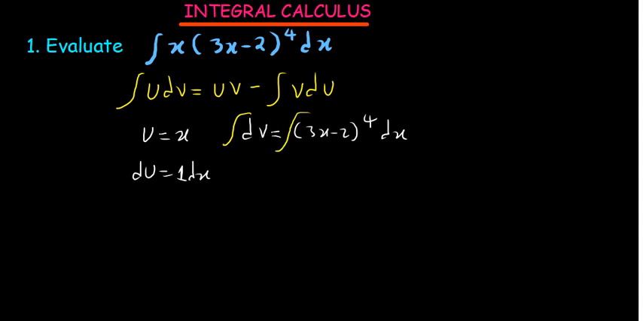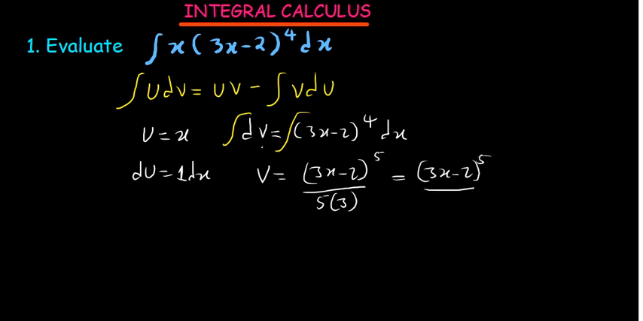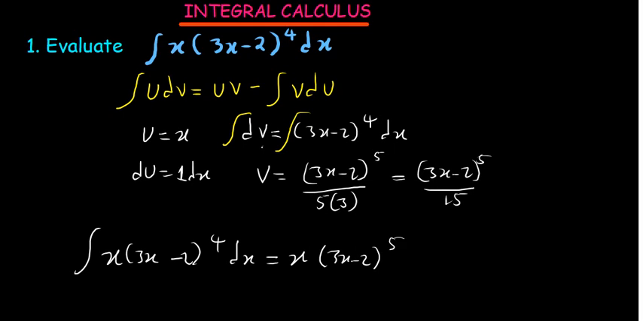We know the integral of dv is v, and so v is going to be equal to, well, to integrate this one, all we are going to do is add 1 to the power. That will be power 5, and then divide by the same power, and then differentiate what is inside here. That will give a 3, so you multiply with that in the denominator. Therefore, that is going to give us (3x minus 2)^5 divided by 15. So then we write the integral of u dv, which is the question itself. That is x(3x minus 2)^4 dx, and that is going to be equal to u, and u in this case is x, times v. Where is v? v is what we've determined here, which is (3x minus 2)^5 divided by 15.